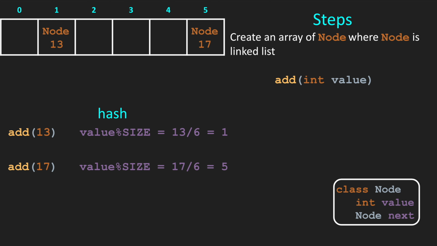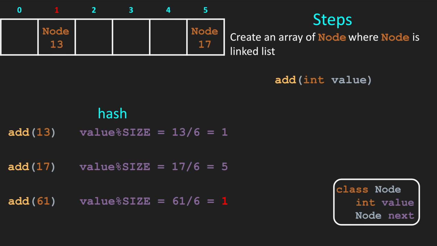So we are calling the add function one more time with 17, and again we are taking the modulo, and 17 modulo 6 gives us 5, which means that we are adding that to the 5th cell in our array. And the next one is 61. The modulo of 61 to 6 is 1. So what does it mean? It means that we have to add that to the same cell where we already have a node.